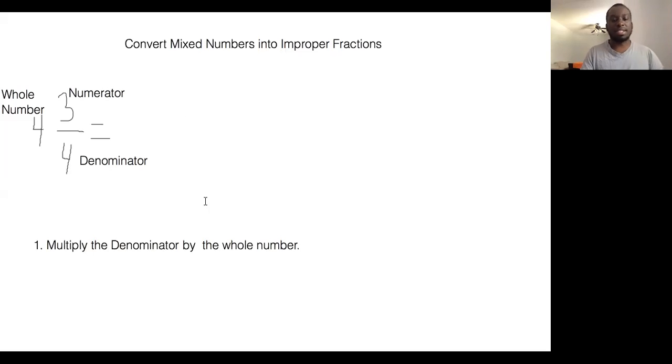So now my first step is to multiply the denominator by the whole number. So I'm going to multiply here. I'm going to multiply here. 4 times 4. And that's going to give me 16. Yes, that's going to give me 16.